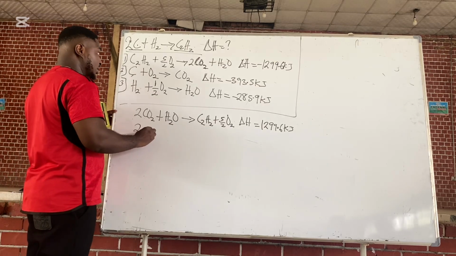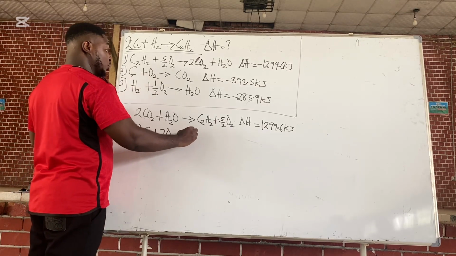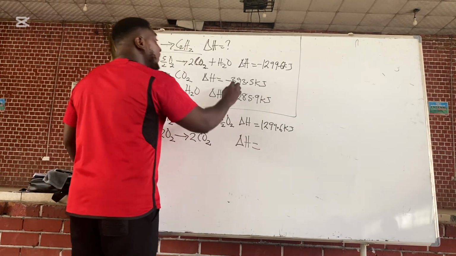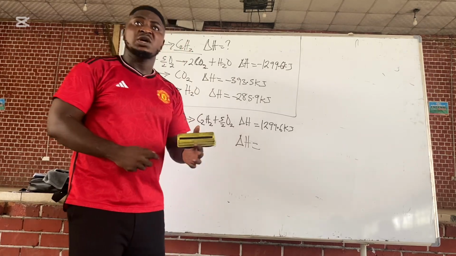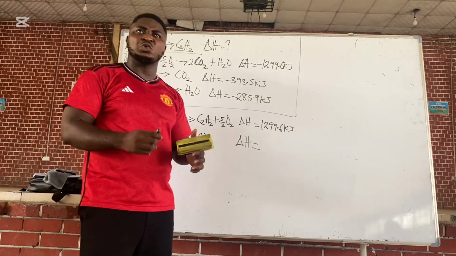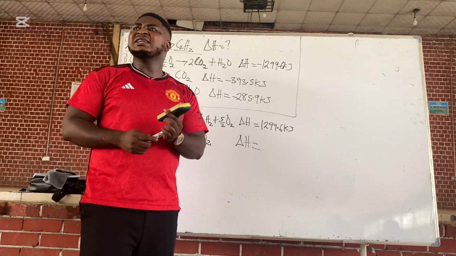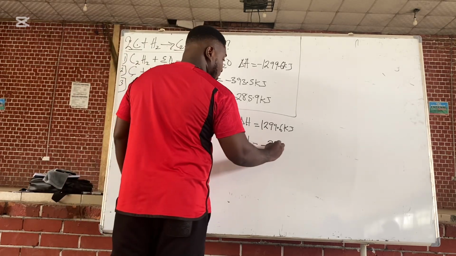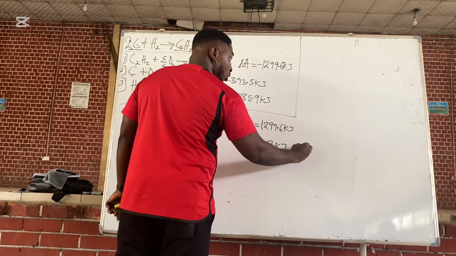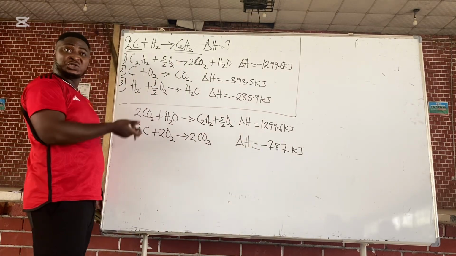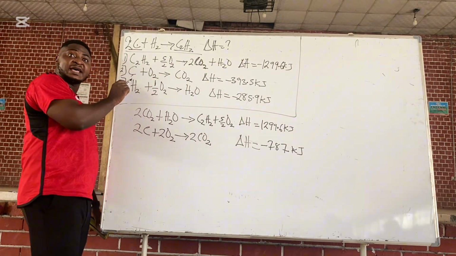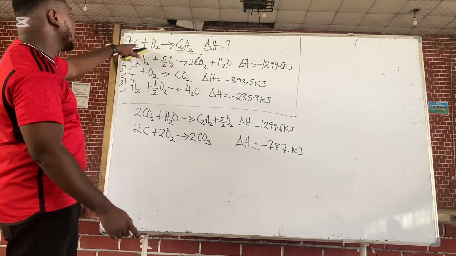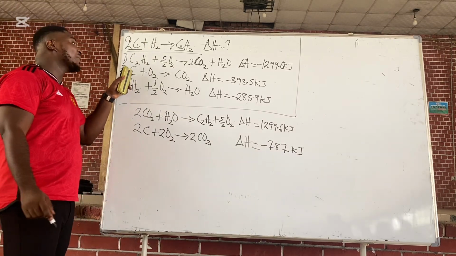That will now be 2C plus 2O2 to give 2CO2. Anytime you multiply an equation by 2, the enthalpy change is also multiplied by 2. So my former enthalpy change was minus 393.5 kilojoules. Minus 393.5 multiplied by 2 will give you what? Minus 787 kilojoules. Notice that I did not reverse equation 2, because carbon is on the left hand side here and on the left hand side there. So carbon is in the correct position, just that it's occurring once instead of twice. So I have to multiply this by 2.